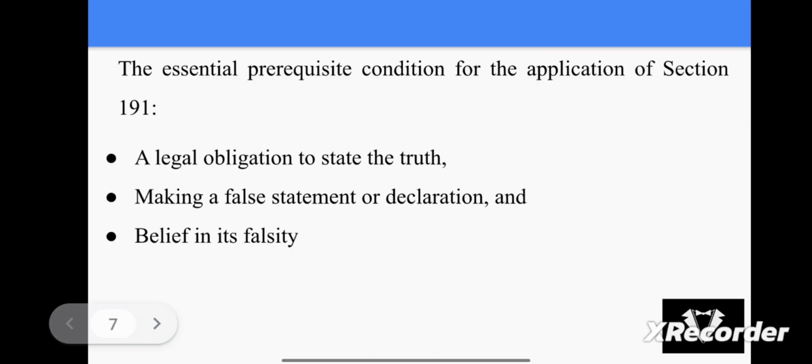The essential prerequisite conditions for the application of Section 191 are: he must be under a legal obligation to state the truth, and he must make a false statement or declaration, and he must believe that it is false. These are the prerequisite conditions to apply Section 191.